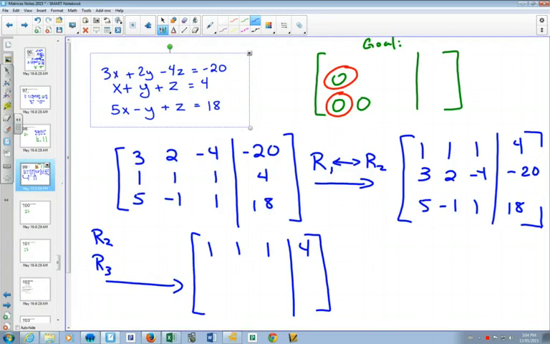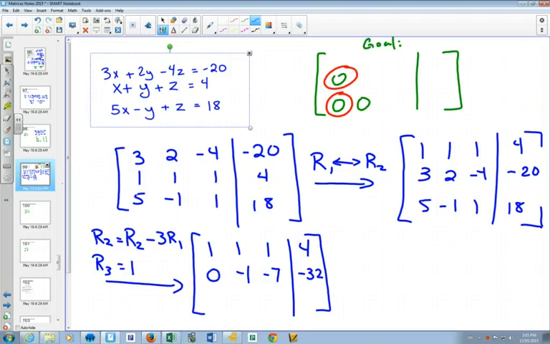My row 2 is going to equal, and I like to always start with the row that I'm changing, I'm going to take row 2 and subtract 3 row 1s. Can you see that if I took row 2, which is a 3, and subtracted 3 row 1s, I'm going to get a 0 here. And if I take 2 and subtract 3 row 1s, I'm going to get a negative 1 there. And negative 4 subtract 3 row 1s is negative 7. And negative 20 minus 3 times 4 will give me negative 32.